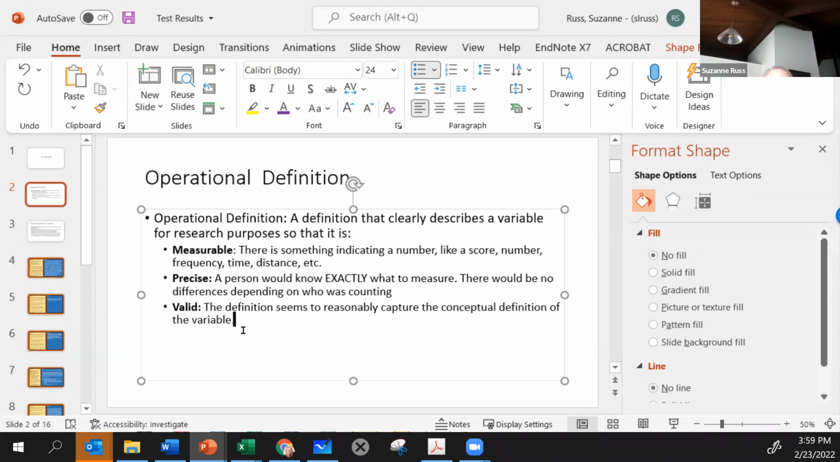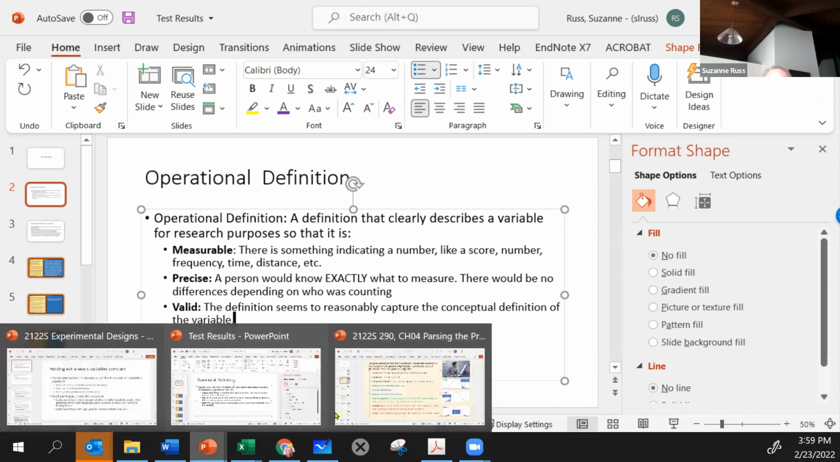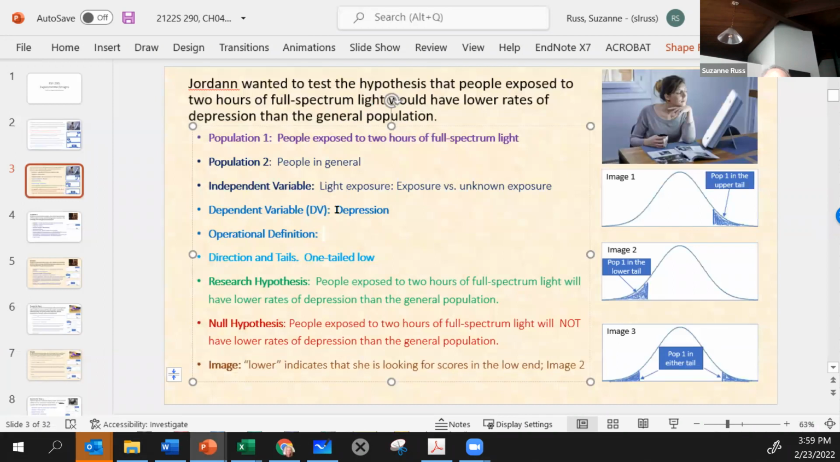So if we go and apply this in this example, we have to define depression. So we need to have something that we can count. And so I'm going to put a score because that's a count, right? A score is a count. And what is the score going to be on? Well, I know that there's an inventory that measures depression. So I'm going to put score on the Beck Depression Inventory. I happen to know that. You could look it up, but I just know that this is how depression is normally measured.